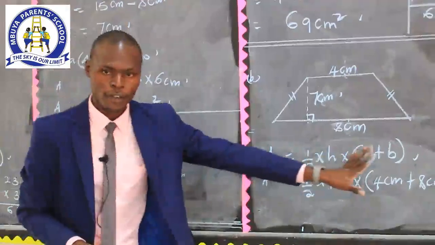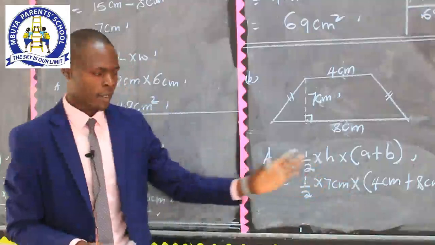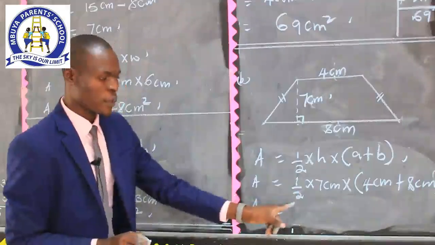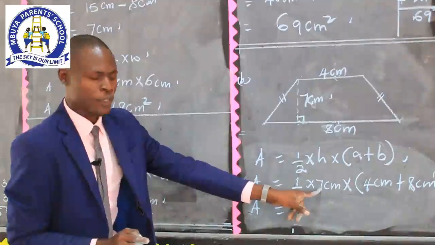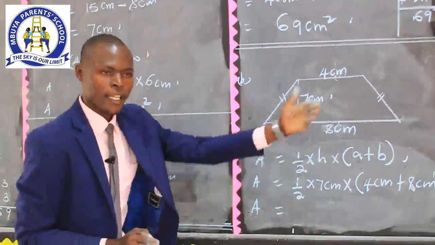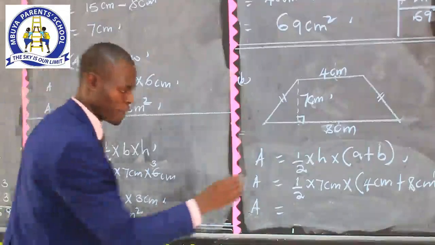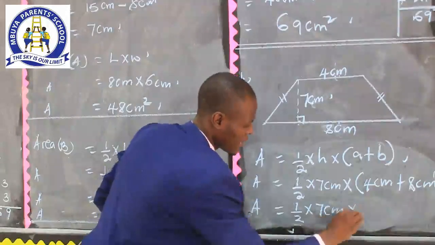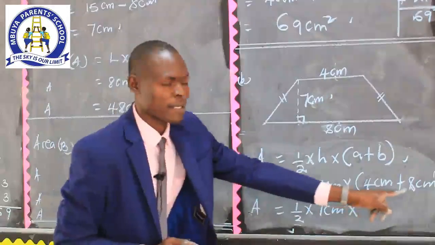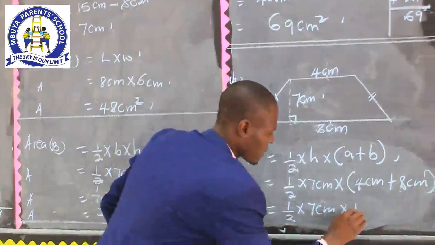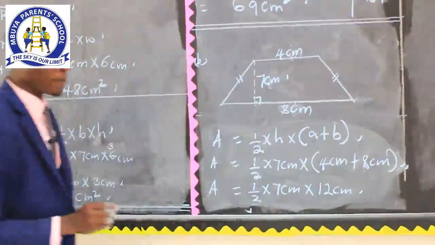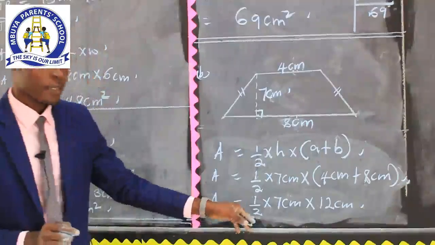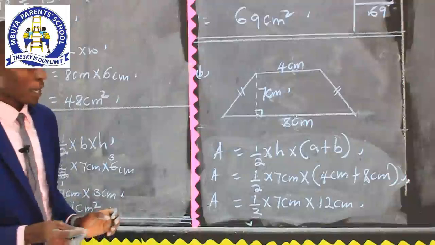Step number 1, state the formula. Step number 2, substitute in. The next step now will be simplifying. We look at 7 and 2. 7 is not a multiple of 2. Leave it at that point. Try to see if there are some other multiples before you begin dividing. We have our a half times the 7 centimeters times 4 centimeters plus 8 centimeters. Wow, good. That is 12 centimeters. At that point, we look at the 12 and 2, you'll see something in common. So 12 is a multiple of 2. At that point, you can now reduce.